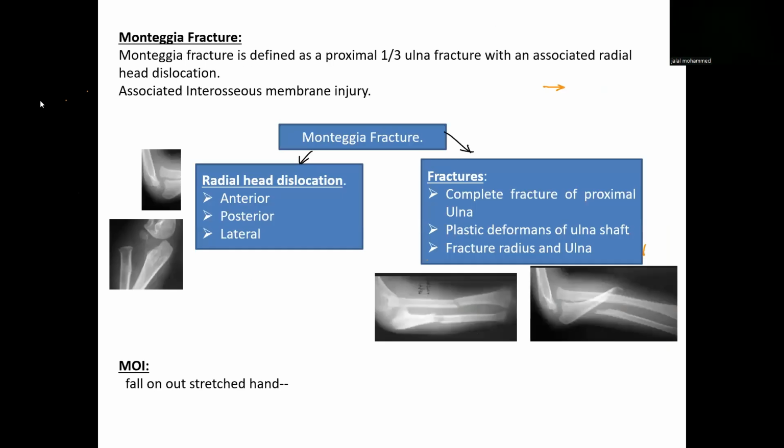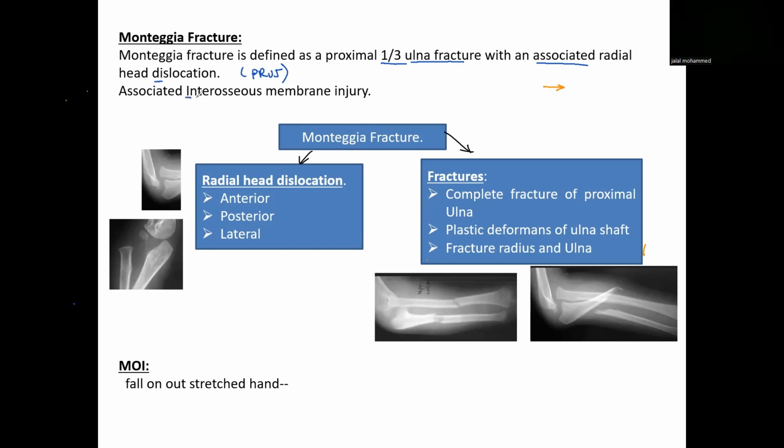So what is Monteggia fracture? Monteggia fracture is defined as fracture of the proximal one-third of ulna. Monteggia is proximal one-third of ulna with associated radial head dislocation. So there is involvement of the proximal radio ulnar joint. So it's an ulnar fracture with the dislocation of the radius, or it affects the proximal radial ulnar joint.